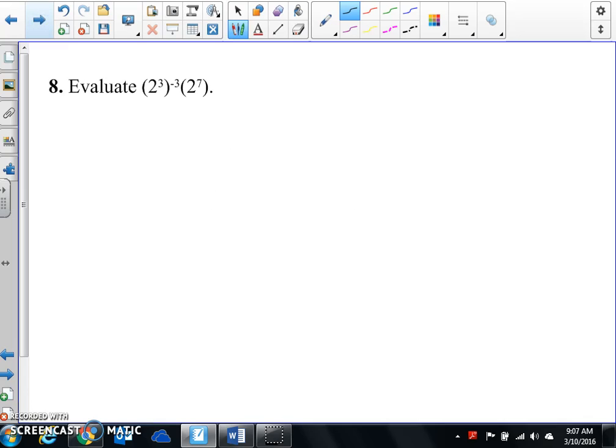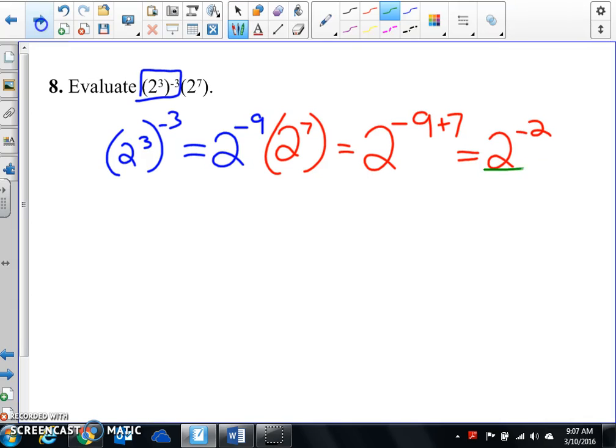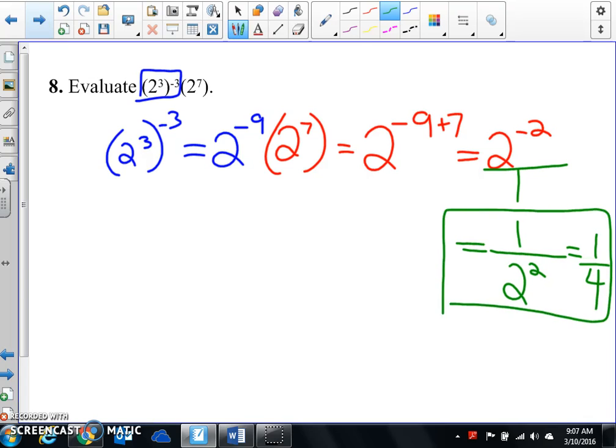All right, evaluate. The first thing I need to do is take this section because I have a power to a power. So 2 to the third. So power to a power, I multiply. 3 times negative 3 is negative 9. Now I can bring down this 2 to the 7th. I keep my base. I add my exponents. So now I have 2 to the negative 2. I cannot have negative exponents, so I have to put that over 1, and I flip it to make it 1 over 2 squared. And 2 squared is 2 times 2, which is 4. Both of these are correct.